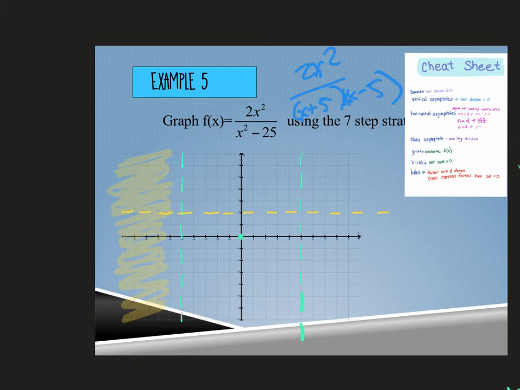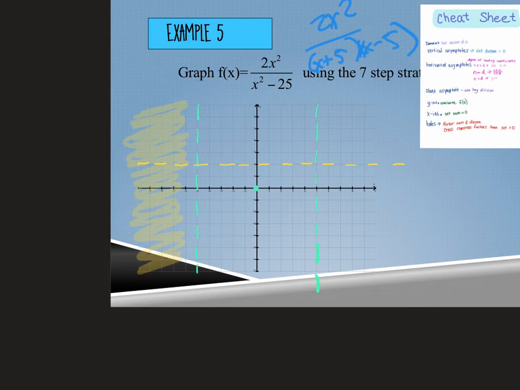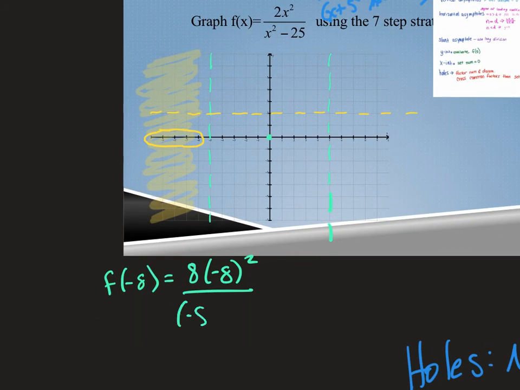So the way that we're going to do that is I'm going to pick any number that I want to right here. I don't care what number you pick. Pick any number you want. What are you going to pick? It's got to be less than negative 5. Negative 8. Okay, fine. So I'm going to say f of negative 8. That means I'm plugging in negative 8 to see what happens. So I have 2 times negative 8 squared over negative 8 squared minus 25. So this is 64.